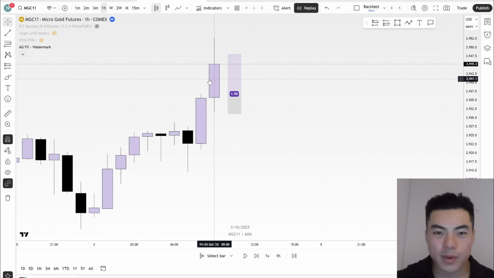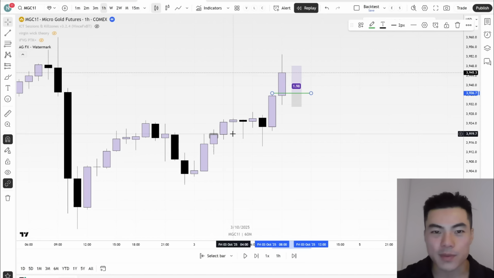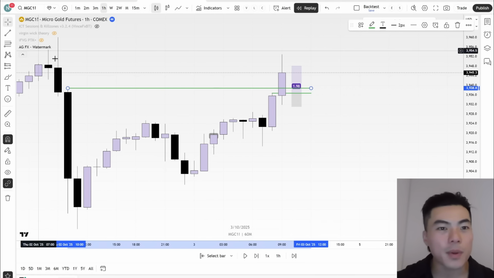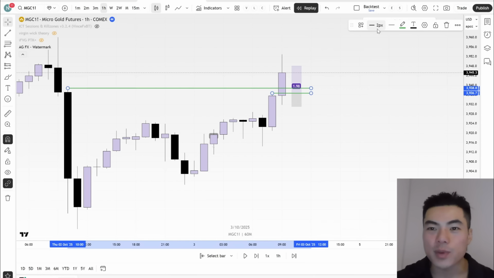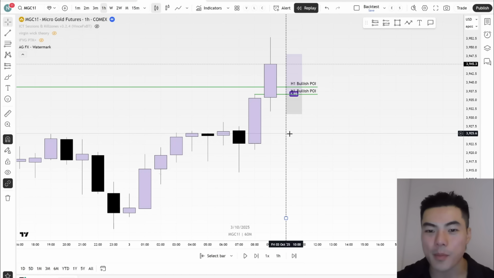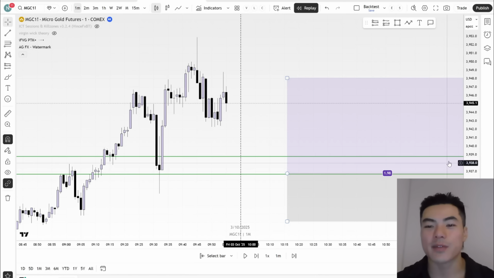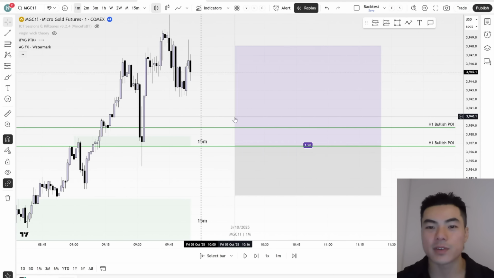So the 9 a.m. candle closes quite strongly through this virgin wick, and maybe that one as well. So these are your bullish points of interest, where you drop down to the 1 minute time frame from 10 a.m. and look for your entry if the POIs get engaged. Let's see.